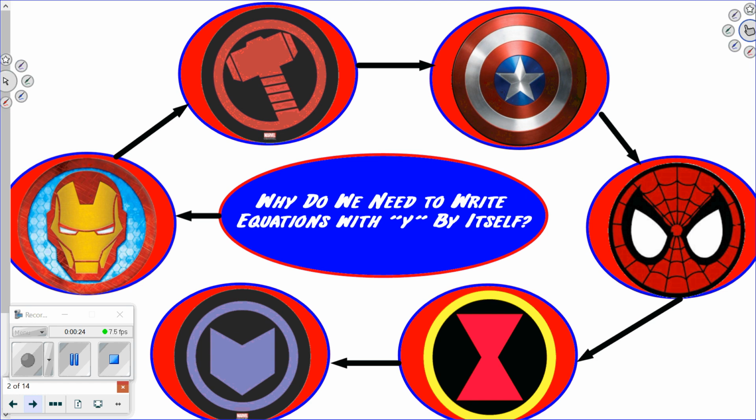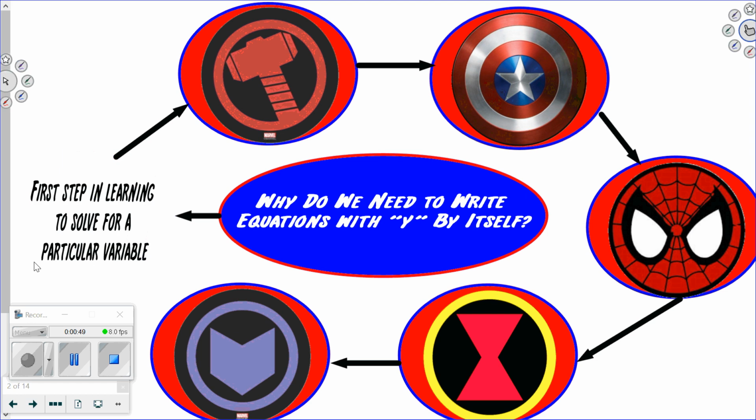So why do we need to write equations with y by itself? What do you guys think? We're going to find the value of y. y equals mx plus b. Most students can throw that out at me and they're like, what does it mean? It's slope-intercept form. That's what we use when we're graphing. But it is your first step in learning to solve for a particular variable.